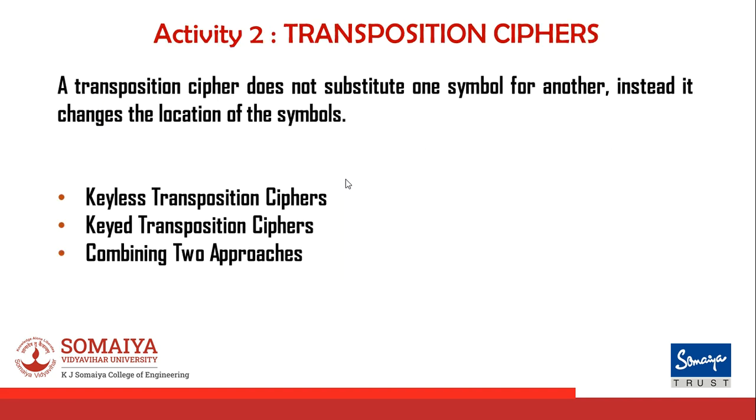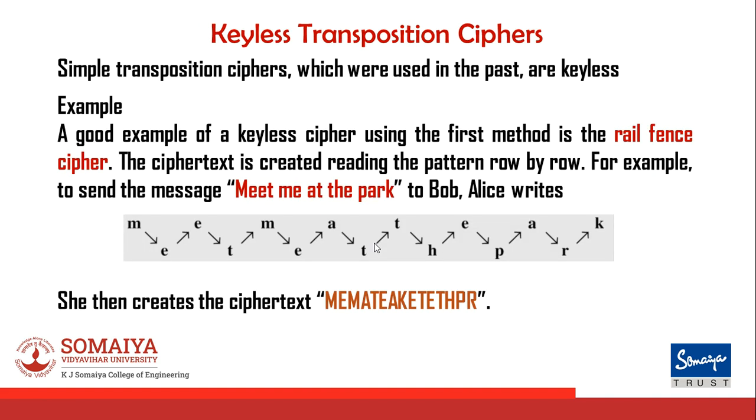Next activity is the transposition cipher. A transposition cipher does not substitute one symbol for another. Instead, it changes the location of the symbols. So transposition means transfer of positions, changing the positions. It can be carried out as keyless transposition, keyed transposition, and a combination of these two. Let's take the examples one by one and see how exactly we can carry this out.